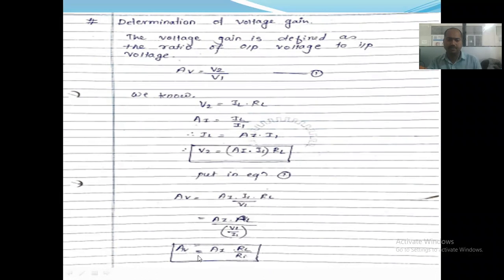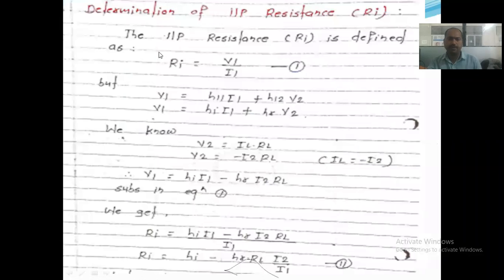This is the equation with respect to the voltage gain. Okay. Now we have to find out the other parameter, that is input resistance, with respect to your amplifier. We know Ohm's law, R equal to V upon I. So your input resistance is the ratio of the input voltage to the input current flowing through the circuit. Okay. So Ri equal to V1 upon I1.